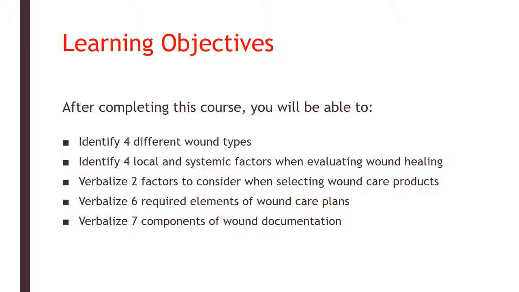Our objectives: after completing this course, you will be able to identify 4 different types of wounds, 4 local and systemic factors when evaluating wound healing, verbalize 2 factors to consider when selecting wound care products, verbalize 6 required elements of wound care plans, verbalize 7 components of wound documentation.